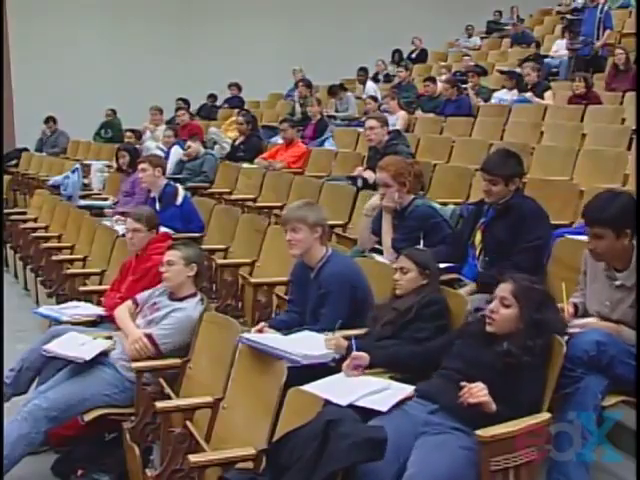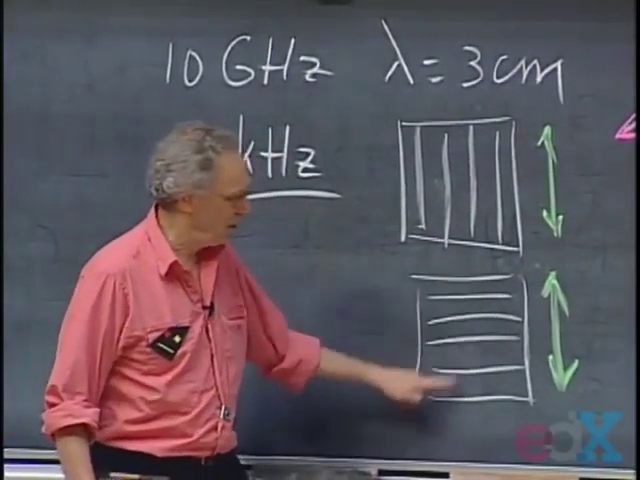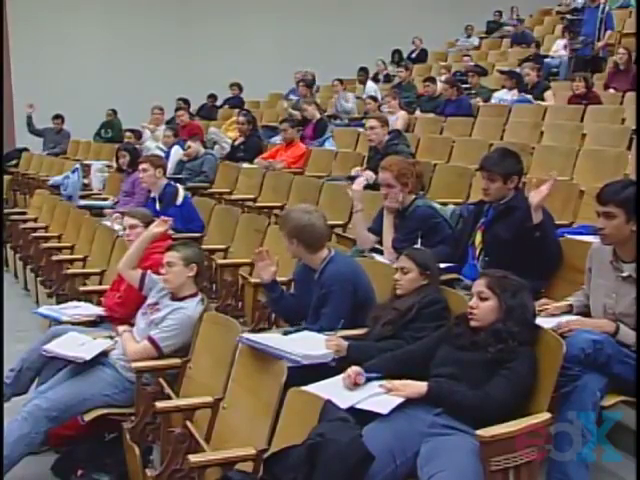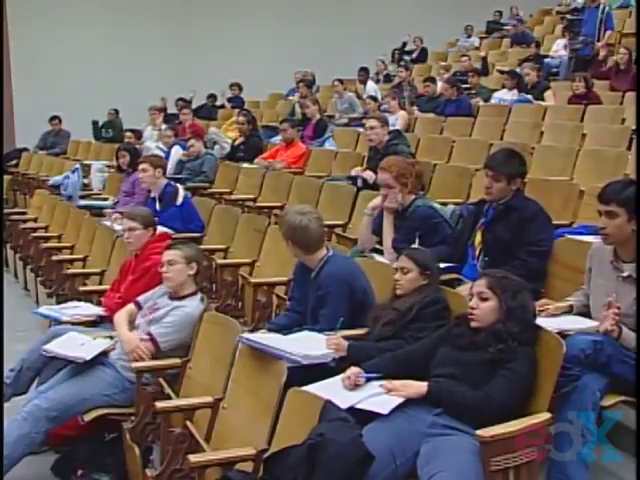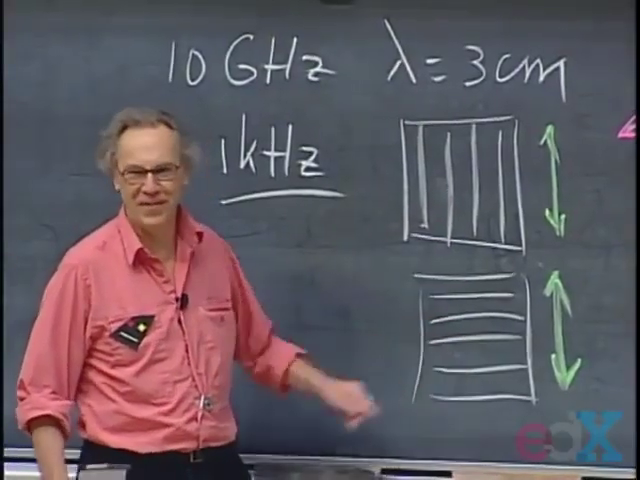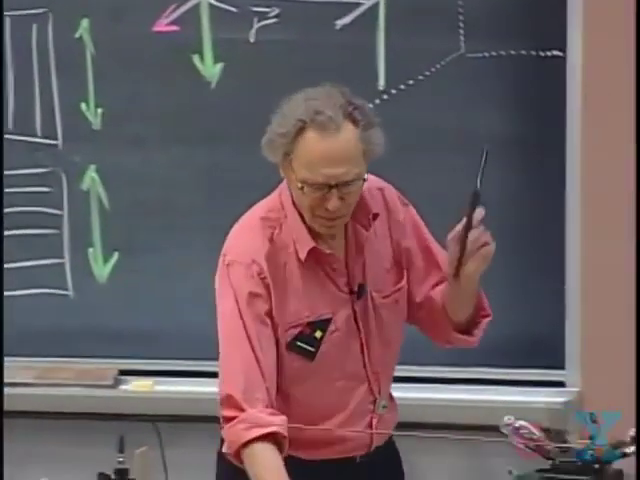Now I do this. Who thinks that the electromagnetic radiation, the oscillating E field, can easily go through this? Who thinks it will not get through? It's very evenly divided. We have about 25, 25, 25, 25. Okay, we'll see.